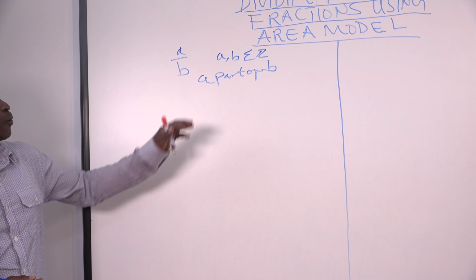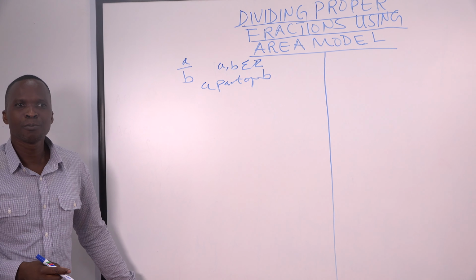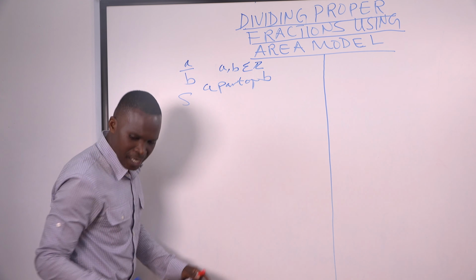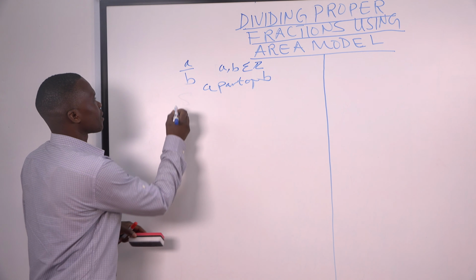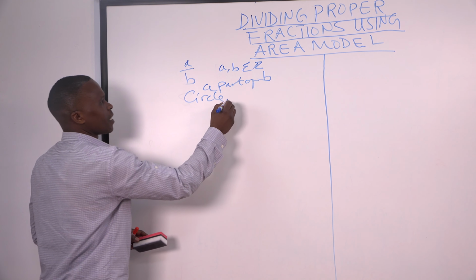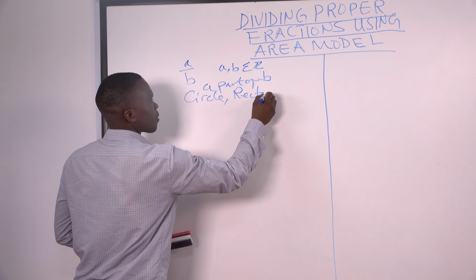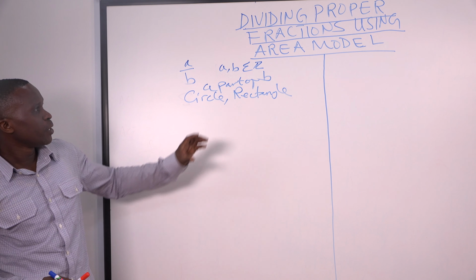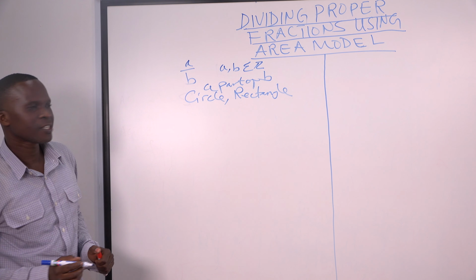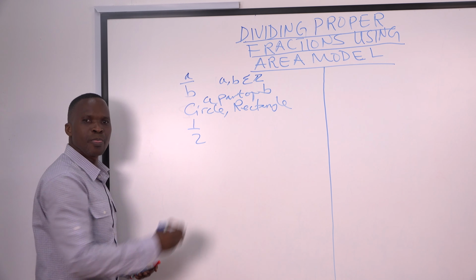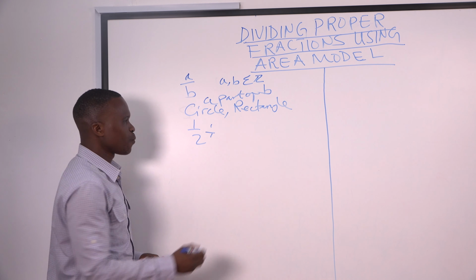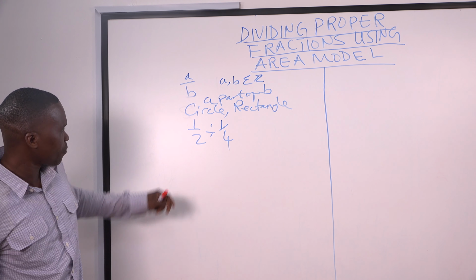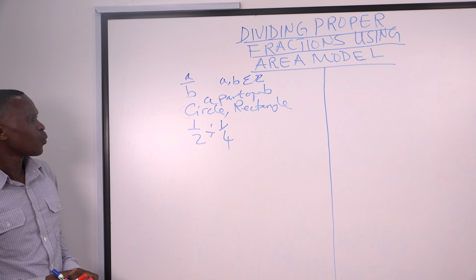And when we say area modeling, we mean figures like a circle, a rectangle, and the others. So when we need to divide a proper fraction like a half by a quarter, the first thing we need to do is question ourselves: what does it mean?